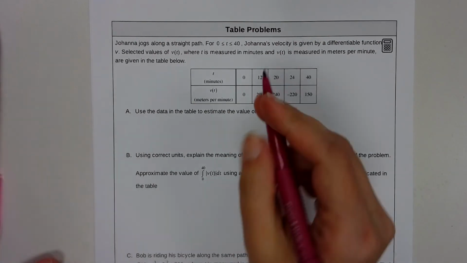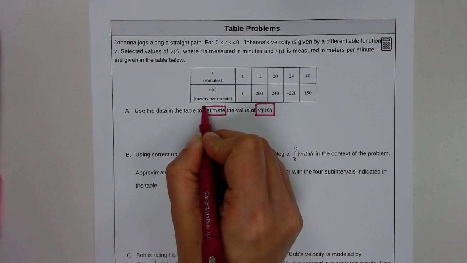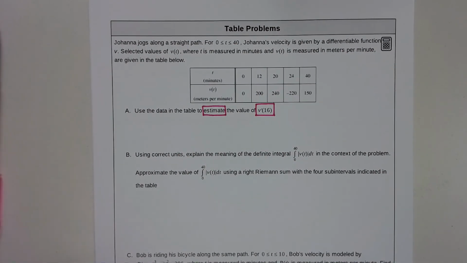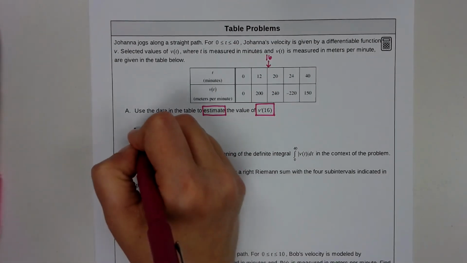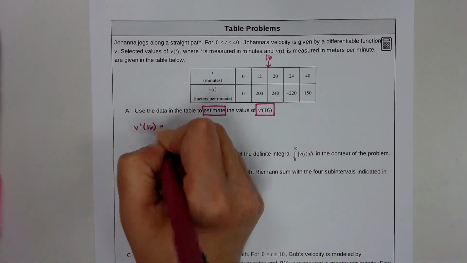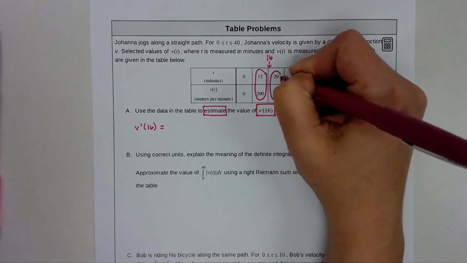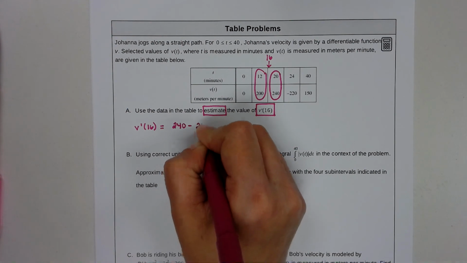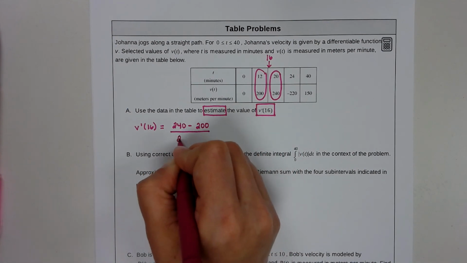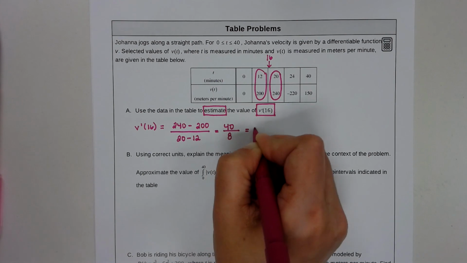So if I want to find v prime of 16, then I need to take the derivative. However, I can't take the derivative here because I don't have an equation. So to estimate this, I'm going to use the slope of the two closest numbers available. In this table, the number 16 would fall between the numbers 12 and 20. So I can say that the derivative at 16 can be estimated by just doing regular old slope between the two closest points possible. To do this, I would just do 240, so y2, minus y1, which is 200, over x2, which is 20 minus 12. That means I get 40 over 8, which is just 5.